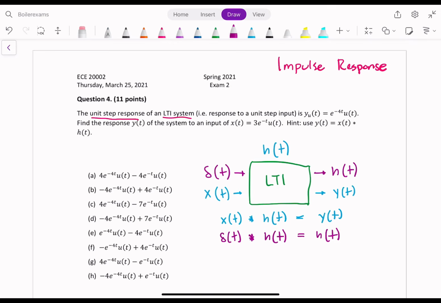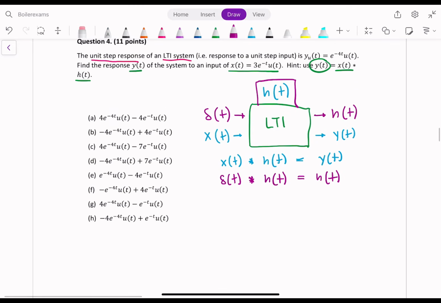And so with that, what this question is asking us to do is to find the response of the system y of t when we input x of t equal to 3e to the negative t u of t into this system. And we're going to use that x of t convolved with our impulse response is going to be equal to that value. So in order to do that, first we need to solve for the impulse response of this LTI system. So how are we going to do that? Well, we are going to use the unit step response.